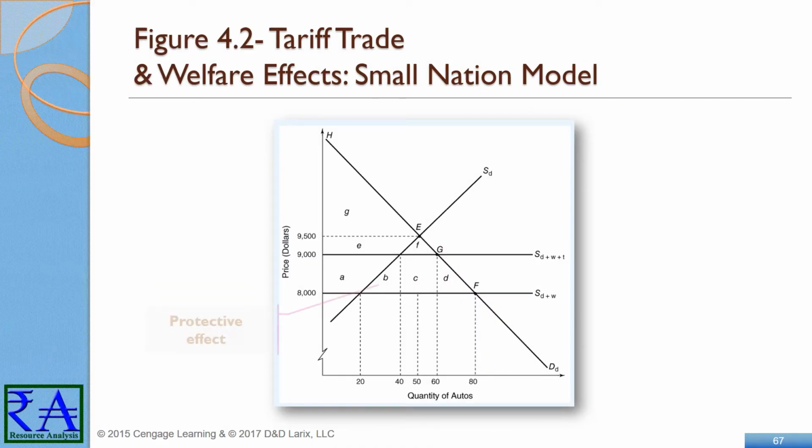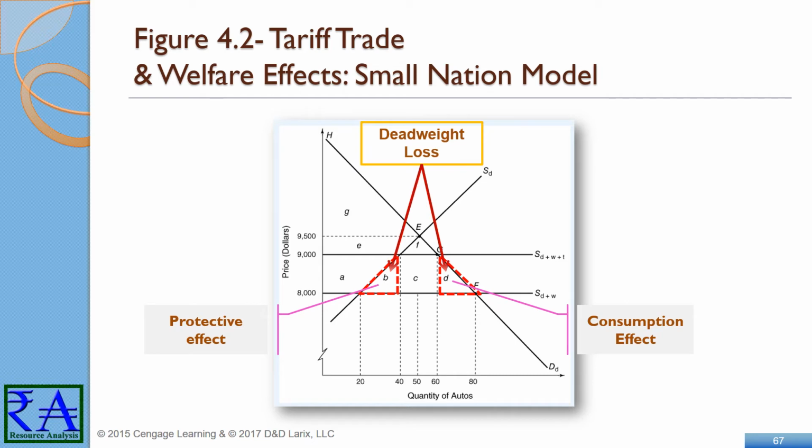Winners and losers are easily seen in this small nation import example. Consumer surplus is enhanced by free trade and reduced by the imposition of the tariff. Fees collected by the government are reallocated to different beneficiaries, including the domestic producers and the government itself.